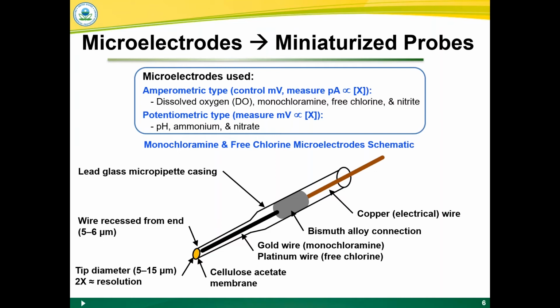The tip diameter is important because that determines our resolution. We get a resolution of about twice the tip diameter. So if you have a tip diameter of say 10 microns, we can measure every 20 microns in depth into a biofilm. Just to give you an idea of the scale, a human hair is about 100 microns thick, and a red blood cell diameter is on the order of 6 to 8. So we're more towards the red blood cell size in how we're making and using these probes.